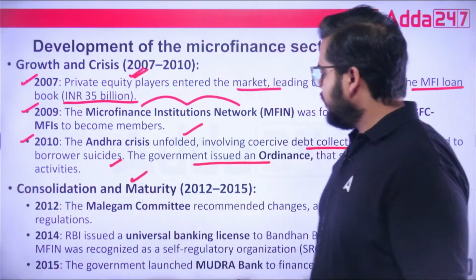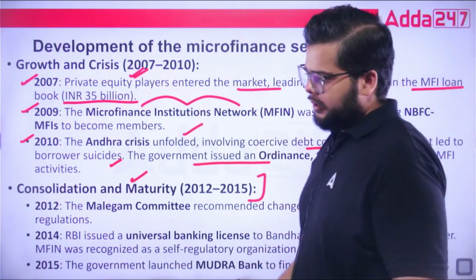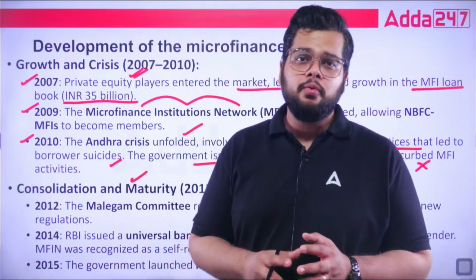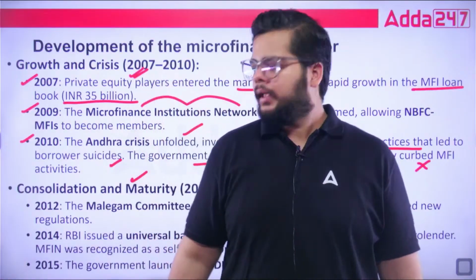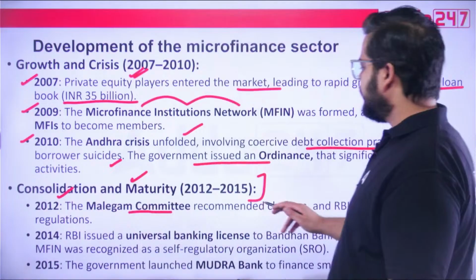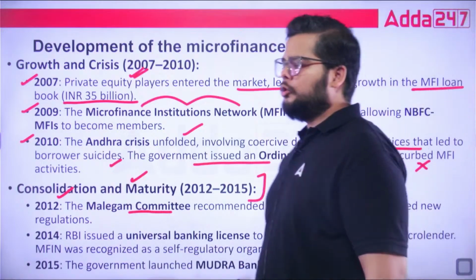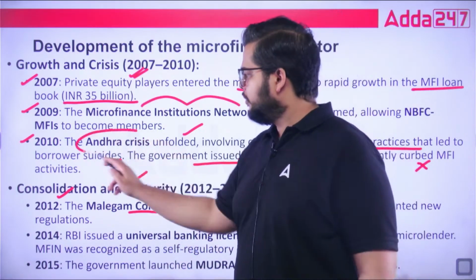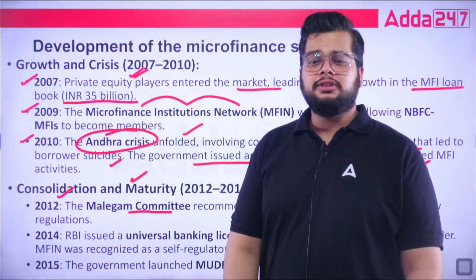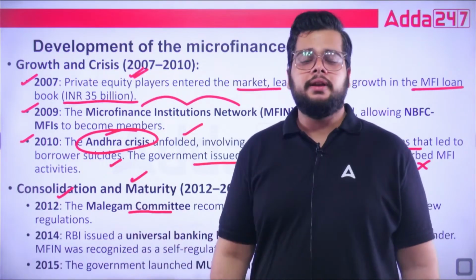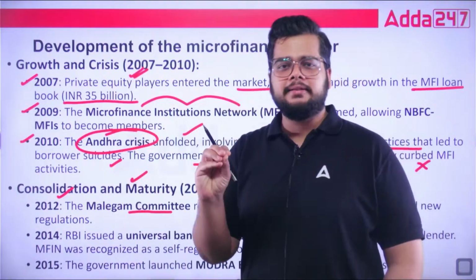Next, consolidation and maturity 2012 till 2015. When I talk about the consolidation, it means that you try to define the functioning of a particular financial institution. Here it is the microfinance institutions. So, in 2012, Malegaon committee, the most important committee for the MFIs, it recommended certain changes and RBI implemented the new regulations. Why? Because of the crisis here as well as the previous crisis, where exorbitant rate of interest was levied. So, RBI had to intervene in 2012 and try to regulate the lending practices for the microfinance sector.